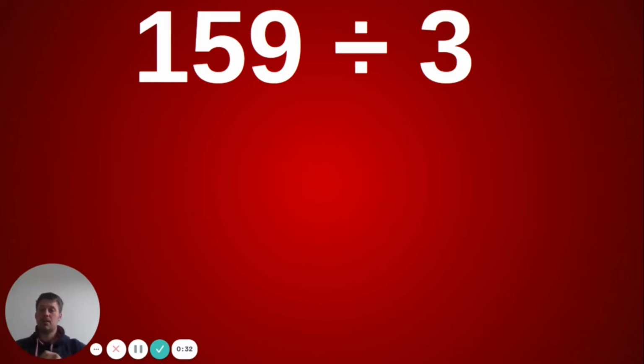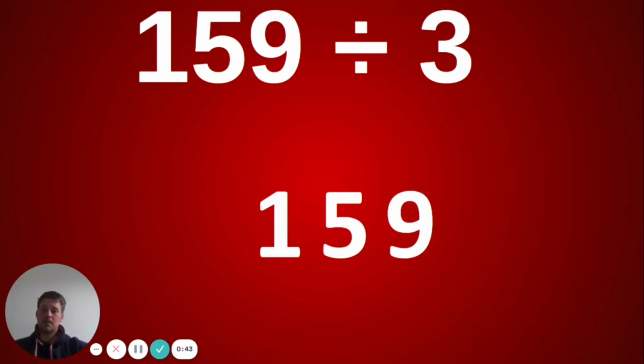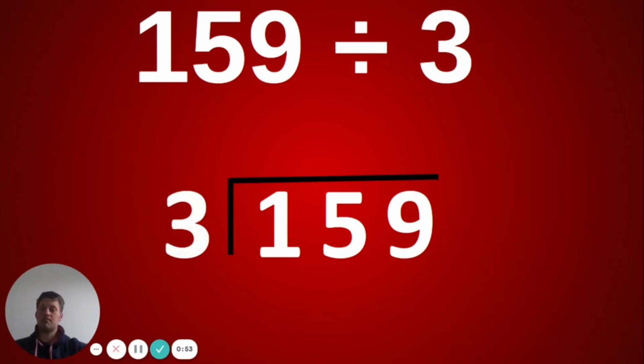So we're going to start off by looking at 159, and we're going to make 159 into smaller groups, each containing 3. So how many small groups of 3 can we make from 159? First off, we need to put our number that we are dividing into a small framework that we call the bus stop. On the outside of the bus stop, we put the number that we are dividing by, which is the 3. And this is the same method for every bit of division that we are going to do.